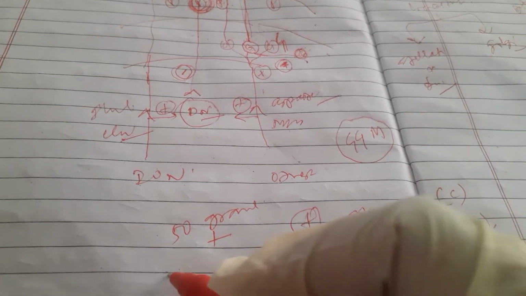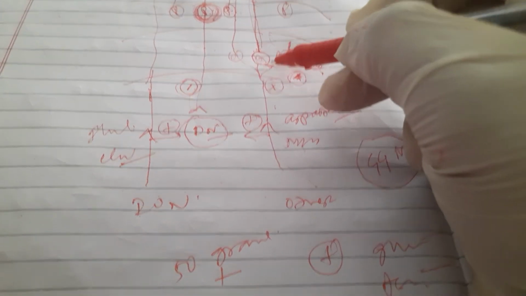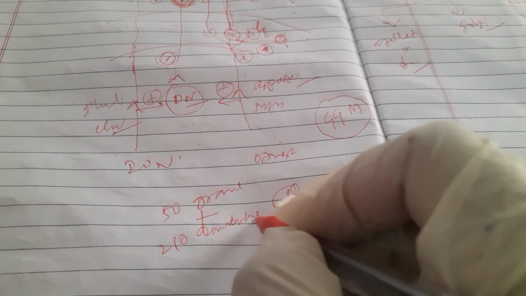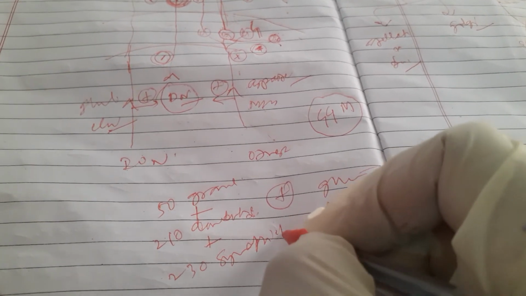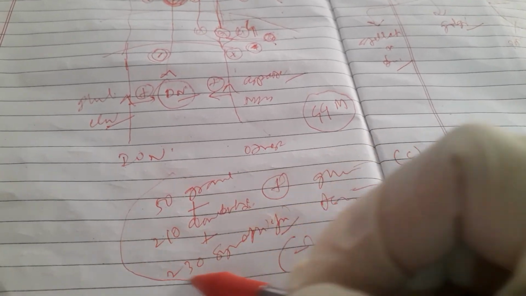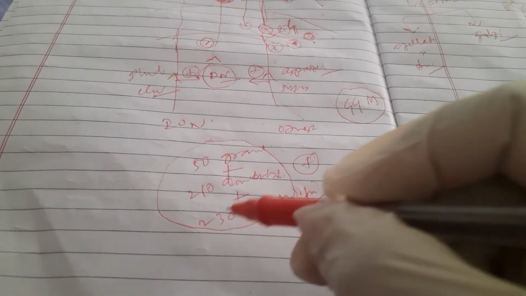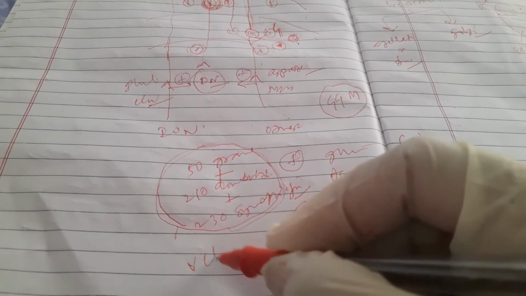So 50 granule cells plus 200 dendritic digits, there are many dendrites here, 210 dendritic digits, plus 230 synaptic junctions. These all together form one glomerulus-type structure called the cerebellar island, and it is covered by a glial sheath which is formed by the velate astrocyte.